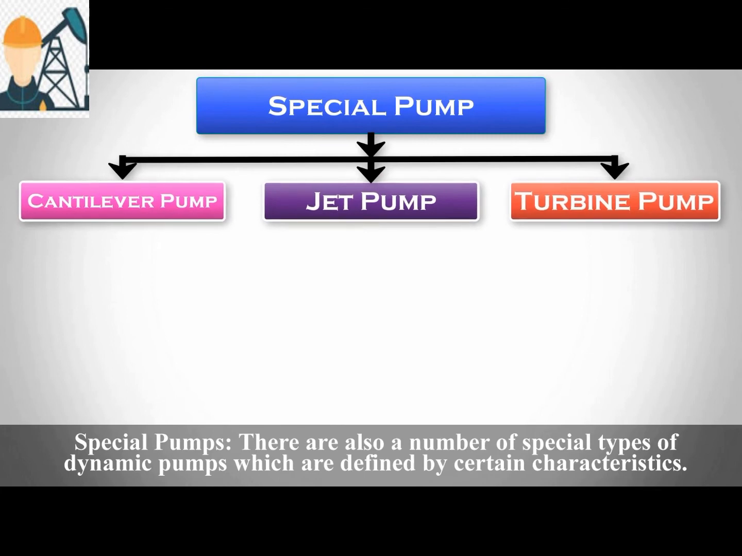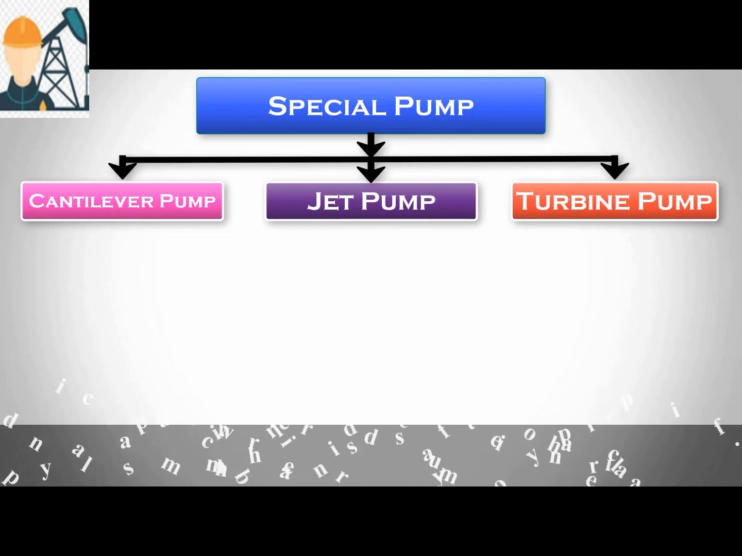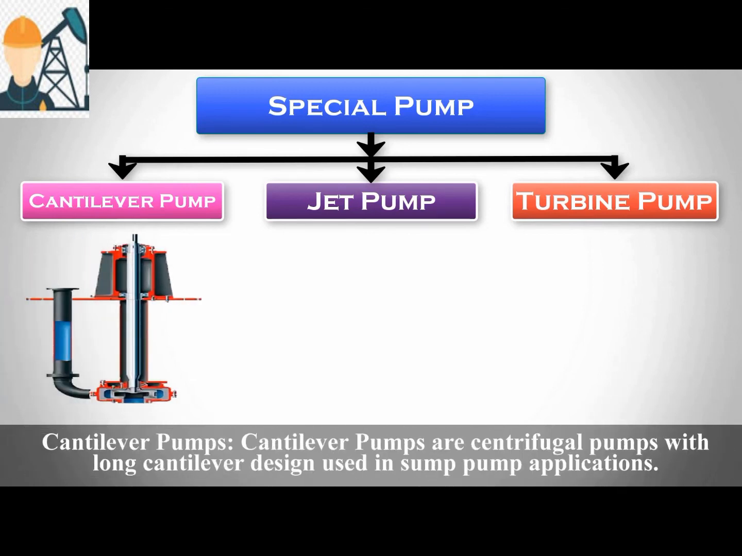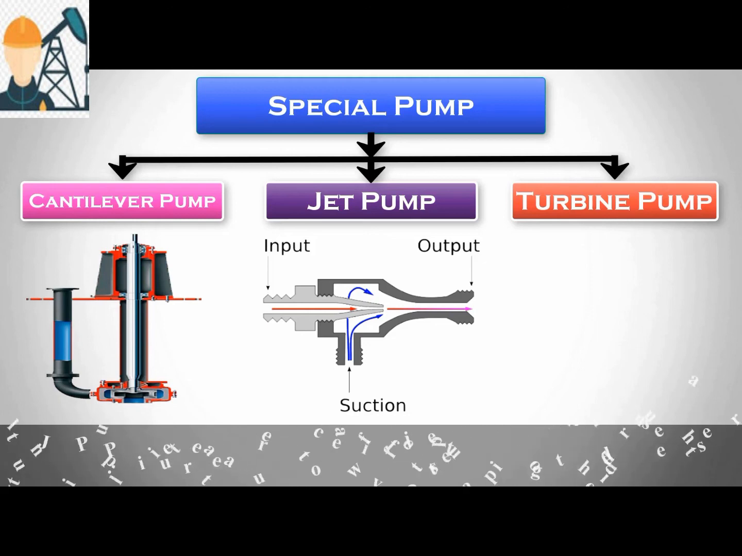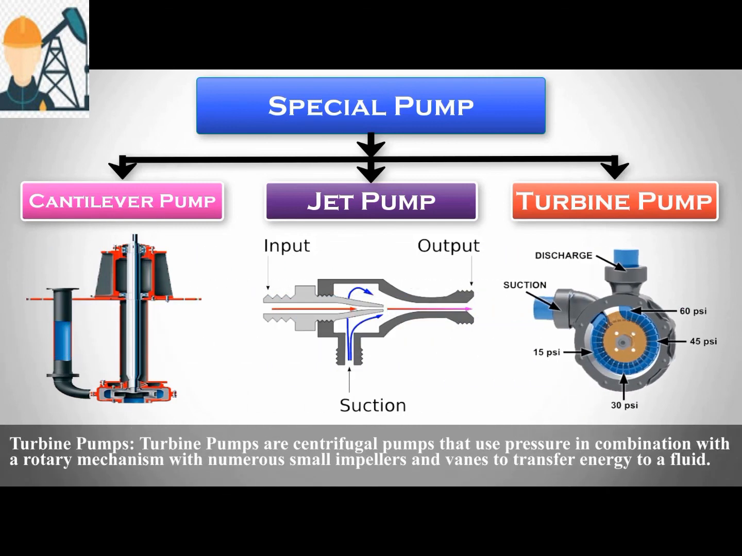Special pumps. There are also a number of special types of dynamic pumps which are defined by certain characteristics. Cantilever pumps. Cantilever pumps are centrifugal pumps with a long cantilever design used in some pump applications. Jet pumps. Jet pumps are kinetic pumps with an ejector attached at the discharge outlet, utilizing the Venturi effect and motive fluid to generate pumping pressure. Turbine pumps. Turbine pumps are centrifugal pumps that use pressure in combination with a rotary mechanism with numerous small impellers and vanes to transfer energy to fluid.